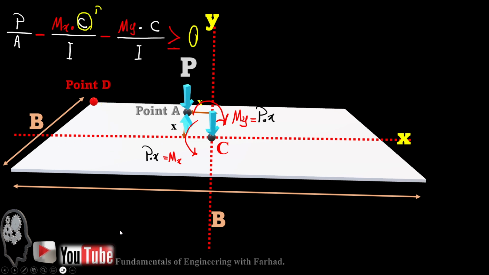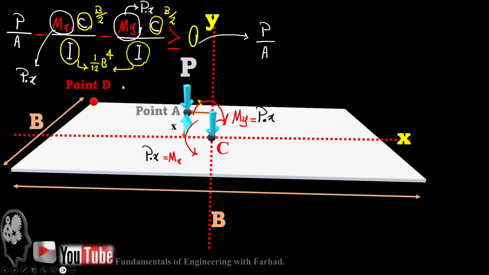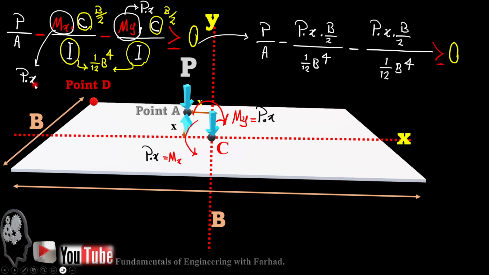So as soon as we replace the distance for both moments in the main equation, and I is 1/12 base cubed times height, and because our foundation is a square, with side b, that's 1/12 b to the fourth, and the moment itself is simply P times x: P over area minus P x times b over 2 over 1/12 b to the fourth, minus the same term, should be greater than or equal to 0.